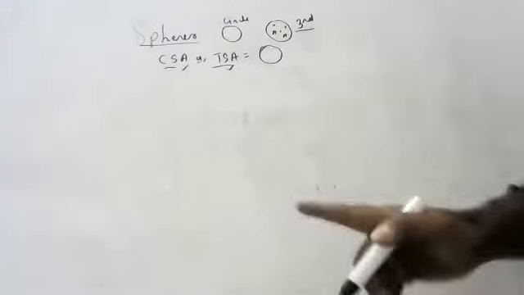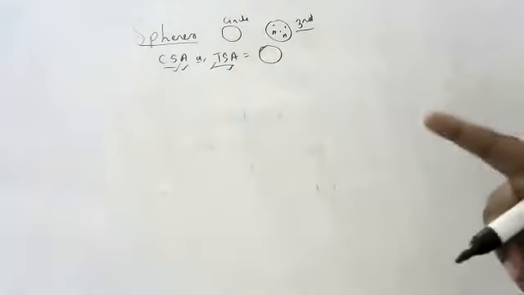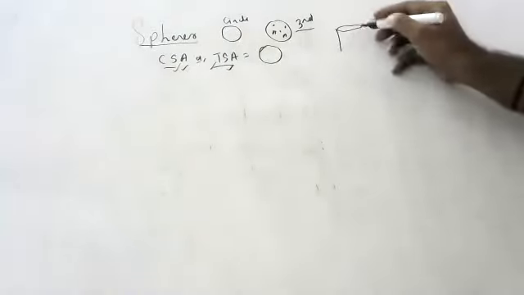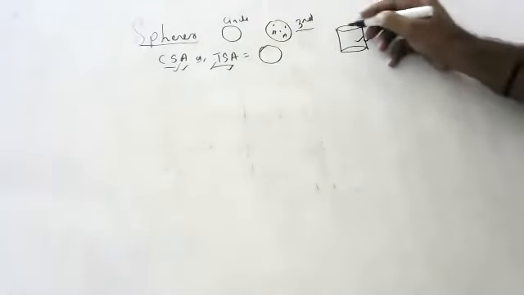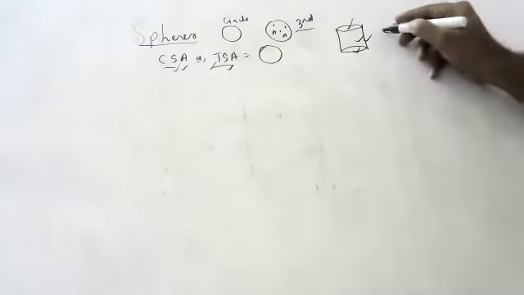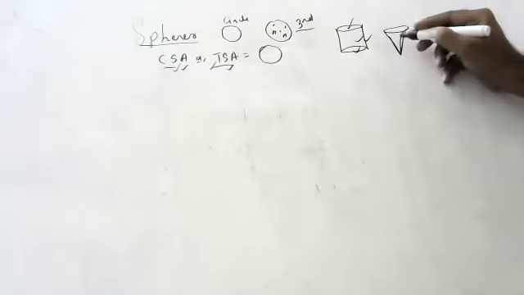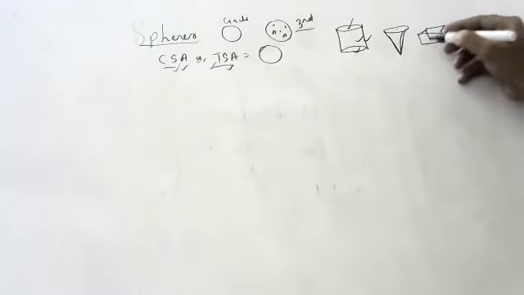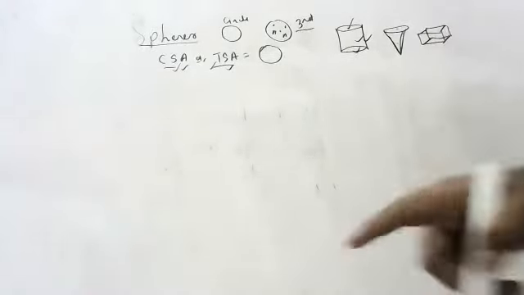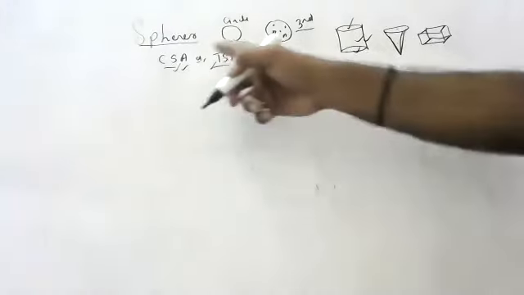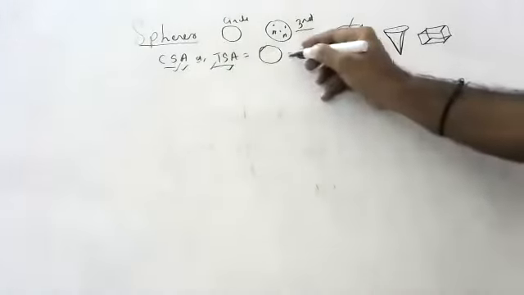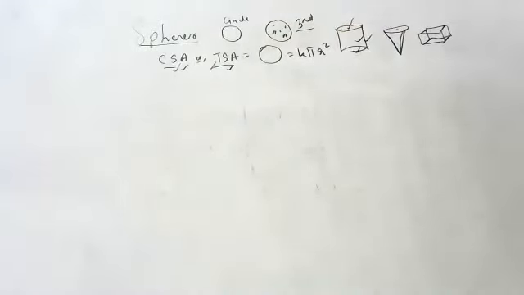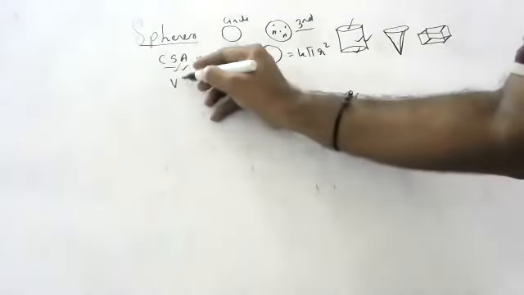In spheres, CSA and TSA are the same. Whereas in cylinders, children, what we saw is that this is CSA and this plus this is TSA. In a cone, this is CSA, this plus this is TSA. And in cubes, the four walls of a room is the CSA, and four walls plus top and bottom is the TSA. But in spheres, CSA and TSA are the same, children, and the formula for CSA or TSA is 4 pi r square.